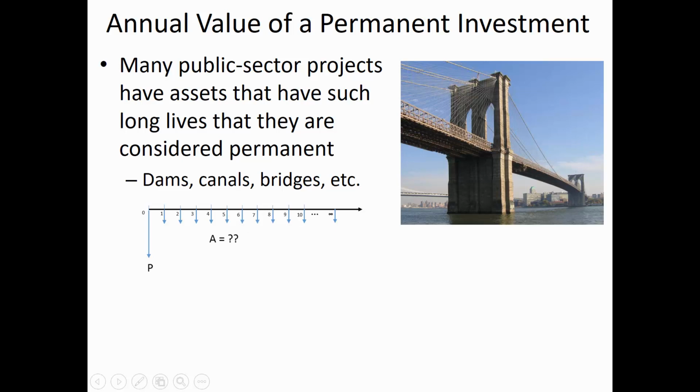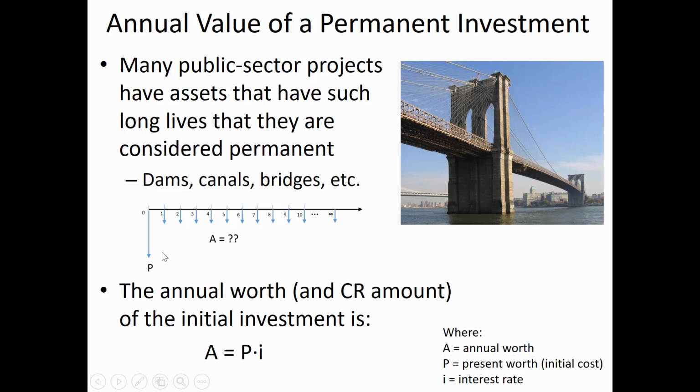So if it continues on forever, then how much would you have to pay each year to cover the cost of that original investment? Well, we just rearranged that same formula that we were just looking at. On the last slide we said that P is A divided by i. What this is saying is you can find the annual equivalent of that first cost by just multiplying the first cost by whatever the interest rate is.